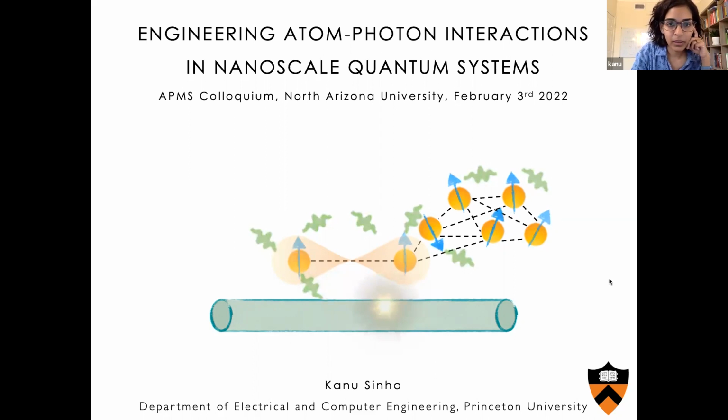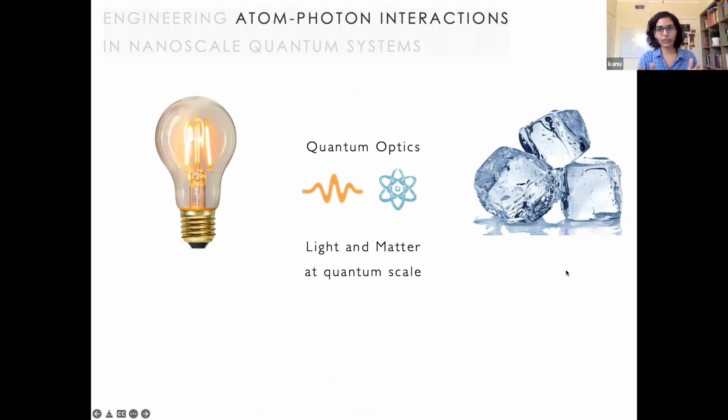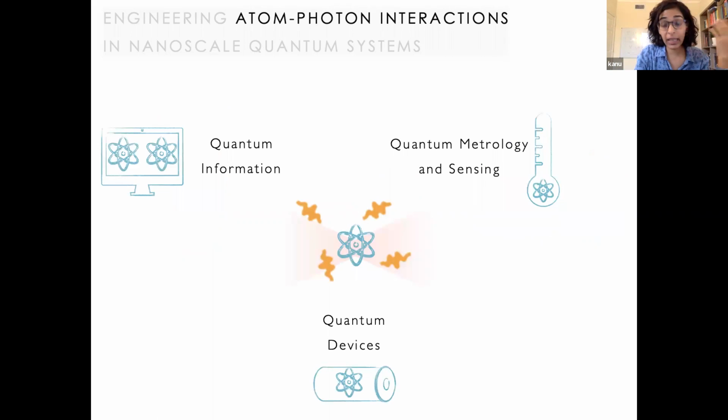All right. So atoms and photons are the basic unit or quanta of light and matter. And in quantum optics, what we study is the various aspects of light matter interactions at the quantum scale, right? So interactions between single atoms and single photons are the basic building blocks of light matter interactions. And these interactions also play a key role in several up and coming applications in quantum technology, as you might have heard. So for example, in physical implementations of quantum information applications, like building quantum computers, quantum communication systems and networks, in quantum metrology and sensing, building quantum devices like lasers, and so on.